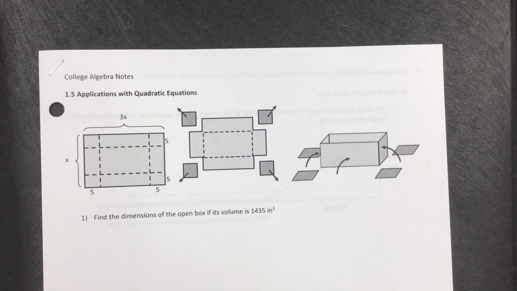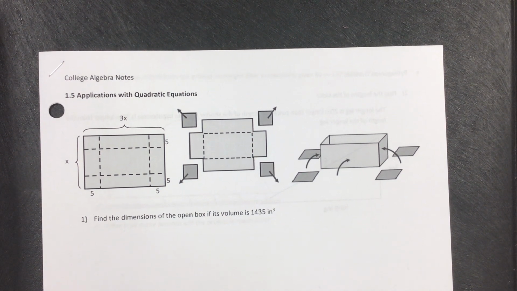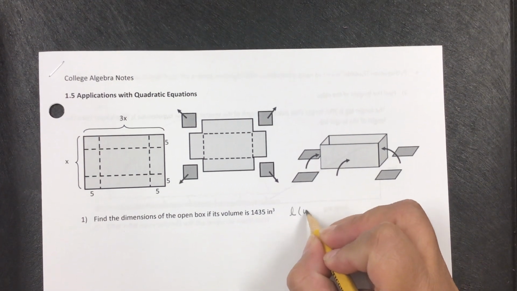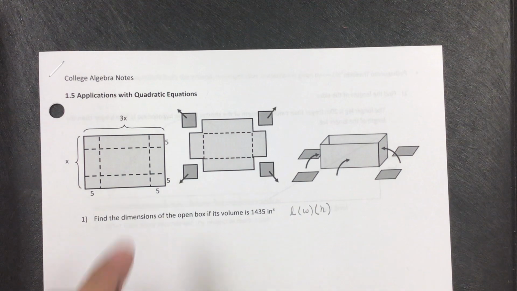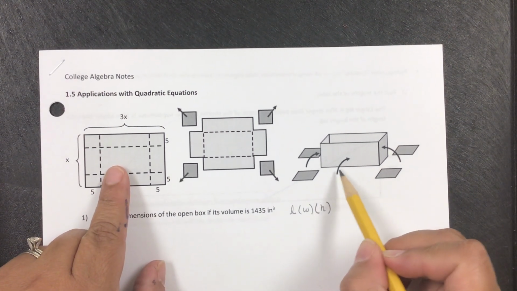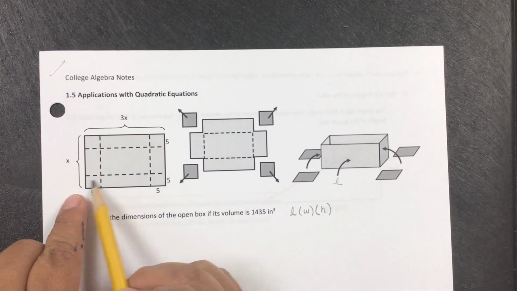It says, find the dimensions of the open box if its volume is 1,435 inches cubed. So how do you find volume? It's just length times width times height. This picture will help us analyze which one's which. I'm going to call this one the length right here. That means that it is this.